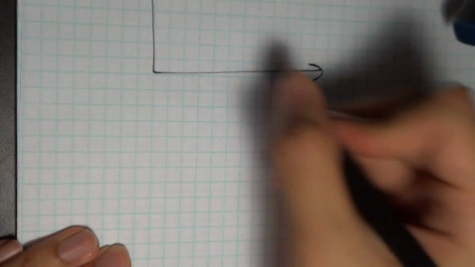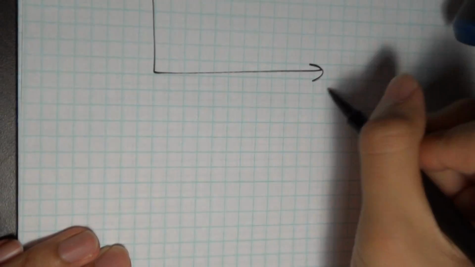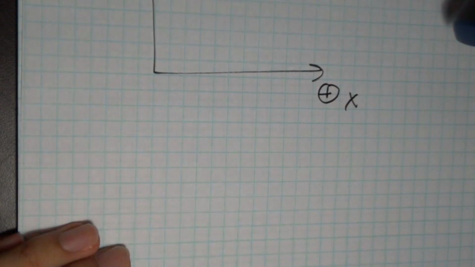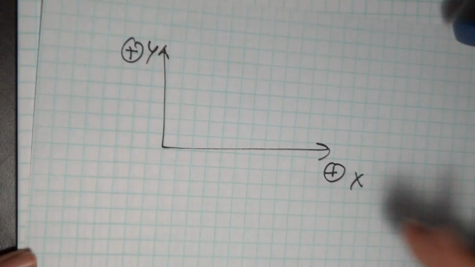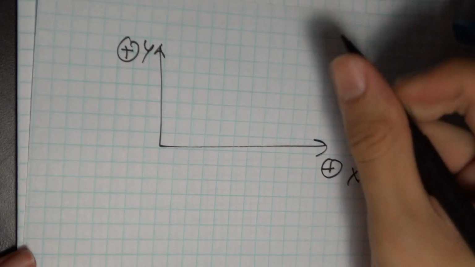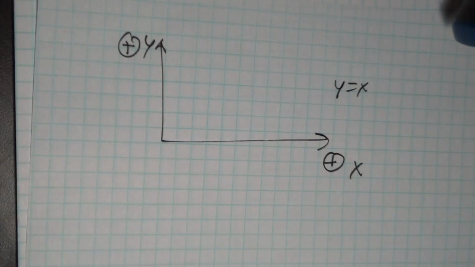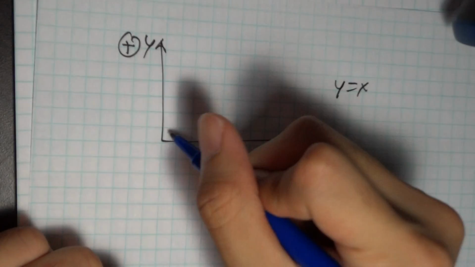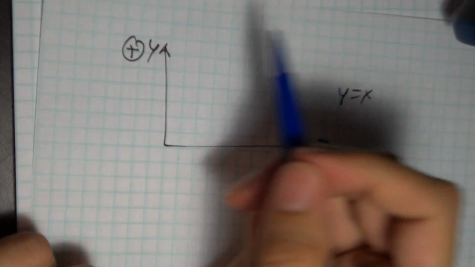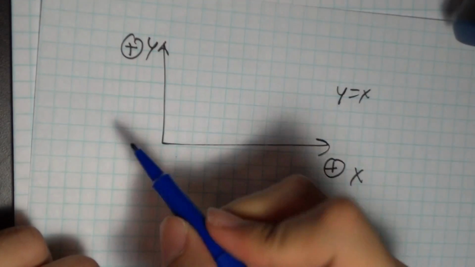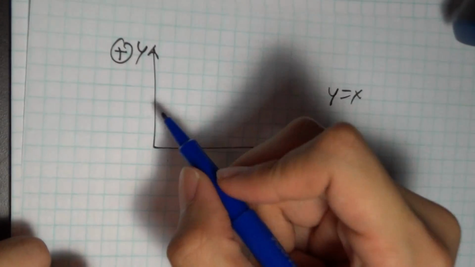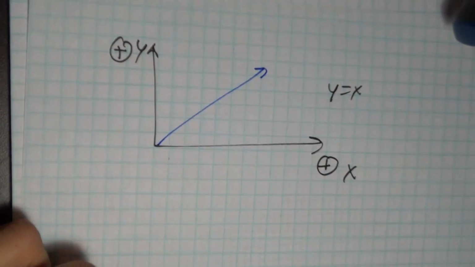So let's try. Normally, when we work with graphs, we assume that we have a positive axis, something like this, where this is positive for the y and this is positive for the x. We normally work with something like this. And the equation y equals x can be drawn with a straight line going from the origin in the positive x and y directions. It's just a straight line, right?